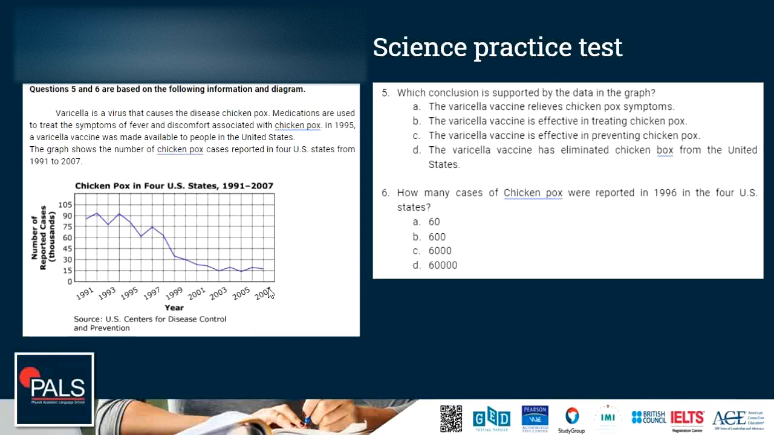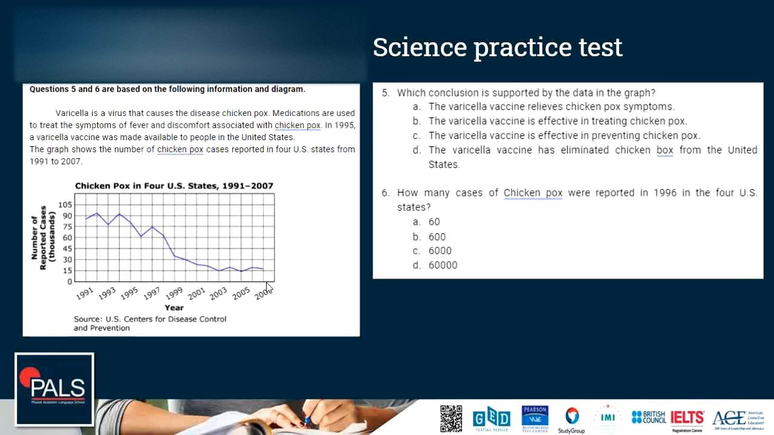Let's have a look at the graph. First, we see the years on the x-axis, 91 to 2007. And on the left-hand side, we see the number of reported cases in thousands. We can see that the graph is relatively stable around 91 to 94, and then it starts to drop until it stabilizes again at a much lower value of 15,000 from 2002 to 2007.